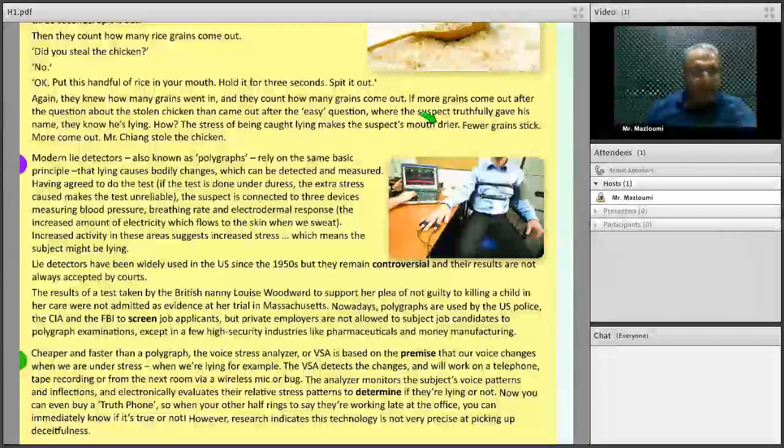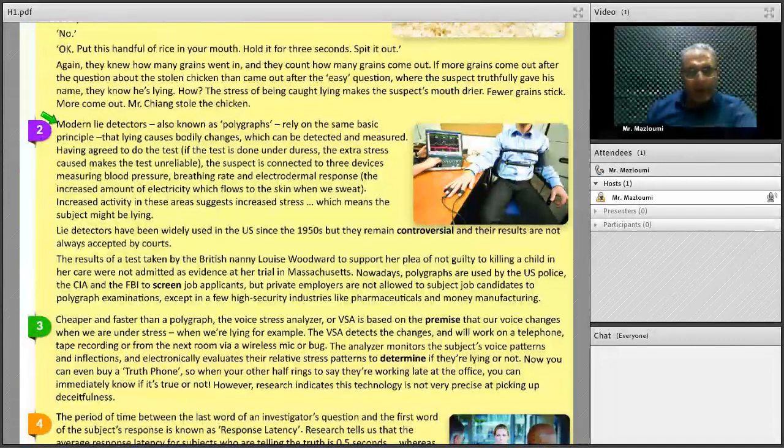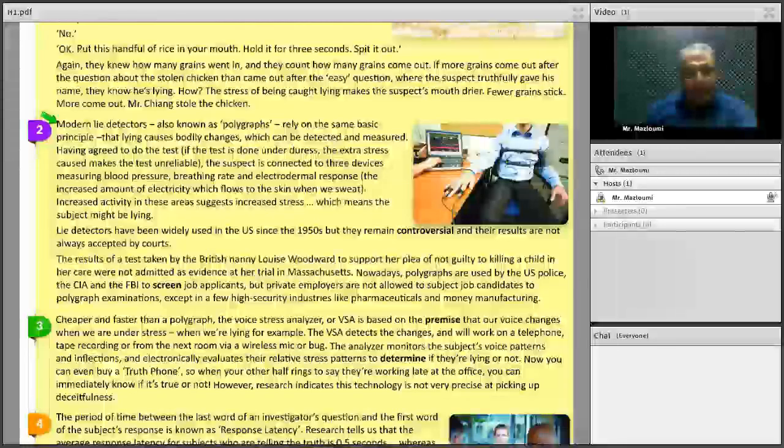Okay, number two. Remember, we read about lie detectors. We studied the word polygraph. You can see it in the picture. So a polygraph, or a lie detector. As you can see in the picture, the guy is taking a lie detector test. Okay, let's move on.